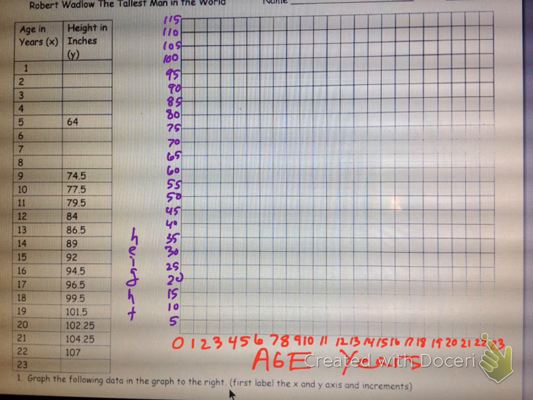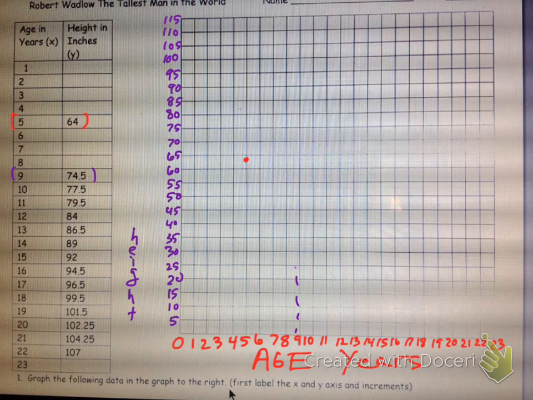Alright, so I just paused the video and hurried and did those because that's pretty boring. Alright, so we're going to plot the points that we have. So we have 5 and 64. So 5 and 64 would be right here, right about there. Yeah, it's not perfect, but it's pretty close. So that's all we're doing now is just plotting the points, 9 and 74 and a half. So I go to 9, and I go to 74 and a half, which would be really close to 75, about right there.